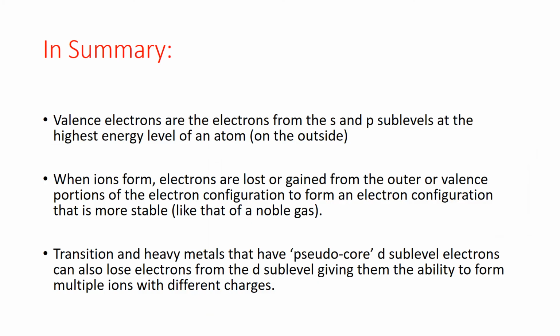In summary, valence electrons are the electrons from the S and P sublevels at the highest energy level of an atom. These are the electrons on the outside of the atom that can participate in the formation of chemical bonds. When ions form, electrons are lost or gained from the outer, or valence, portions of the electron configuration to form an electron configuration that is more stable, like that of a noble gas. And transition and heavy metals that have pseudocore D sublevel electrons can also lose these D electrons, giving them the ability to form multiple ions with different charges.